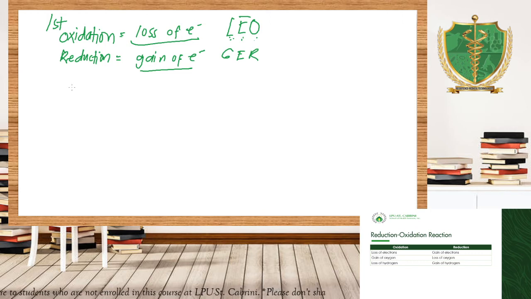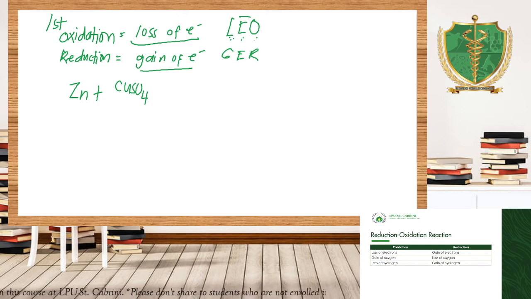For example, we have zinc plus copper sulfate. Actually, guys, if you perform this in your experiment or in your laboratory, you will scratch the zinc sheets. Bakit mo kailangang i-scratch ang zinc sheets? Para ma-excite ang electrons. Okay? You will drop the zinc sheet in a copper sulfate solution.